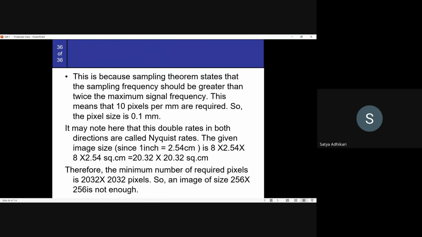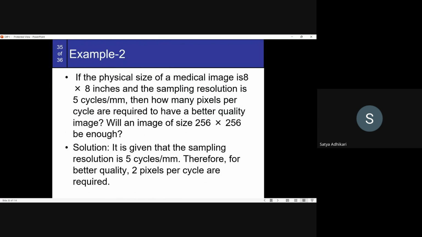So the given size is 8 by 25.4, because 1 inch is equal to 2.54 centimeters. So it needs 20.32 by 20.32 square centimeters. Therefore, the minimum number of required pixels is 2032 by 2032. So an image of size 256 by 256 is not enough. Here we minimum need 2032 by 2032.